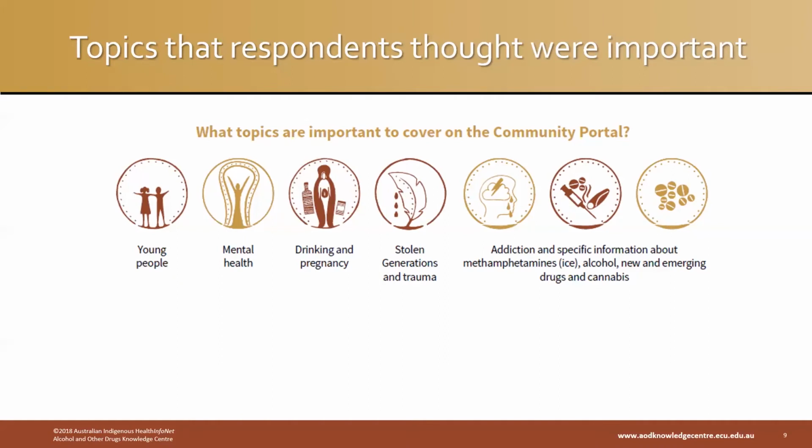Topics that respondents thought were important to cover on the community portal included young people, mental health, drinking and pregnancy, stolen generations and trauma, addiction and specific information about methamphetamine, also known as ice, alcohol, new and emerging drugs, and cannabis. We then designed a detailed mock-up of the community portal, showing how it could look, feel, and work.